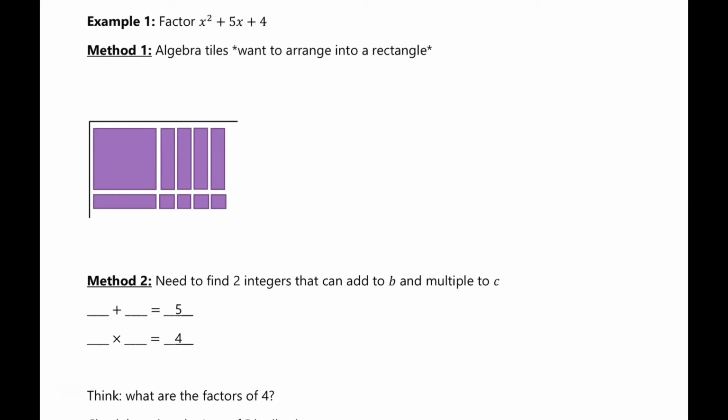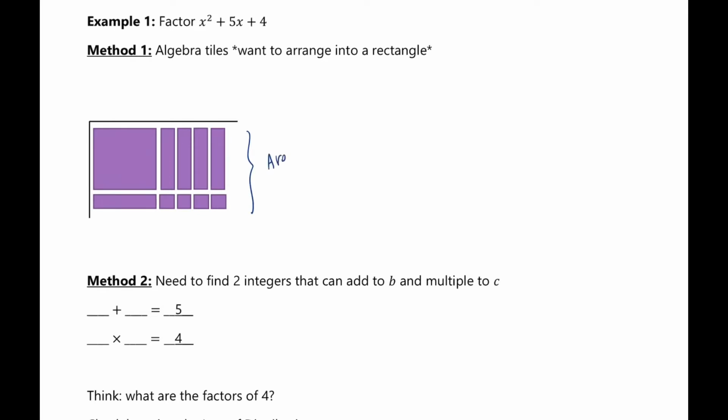Example 1. Factor x squared plus 5x plus 4 using algebra tiles. In the 5.1 video, we talked about how to find the product of two binomials by using algebra tiles. Back then, we were given two expressions to multiply. This time, we're given the product. We're given the area of the rectangle.